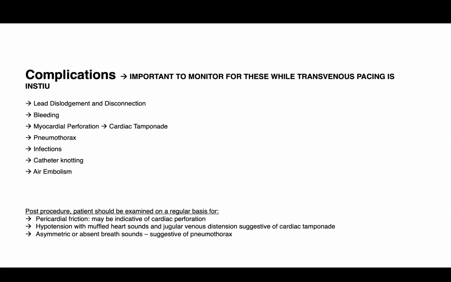Clinically, how you can assess for this is post-procedure, the patient should be examined on a regular basis for pericardial friction, which may be indicative of cardiac perforation. Hypotension with muffled heart sounds and jugular venous distension is suggestive of a cardiac tamponade, or asymmetric or absent breath sounds suggestive of a pneumothorax.